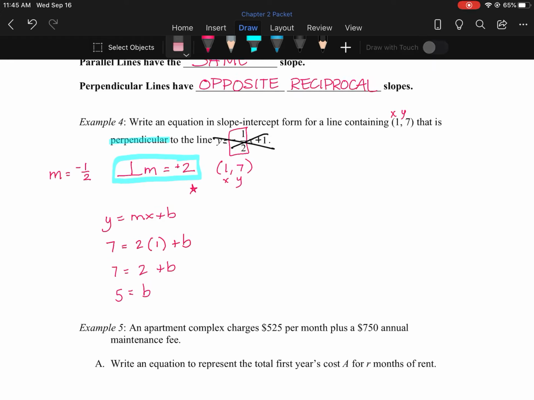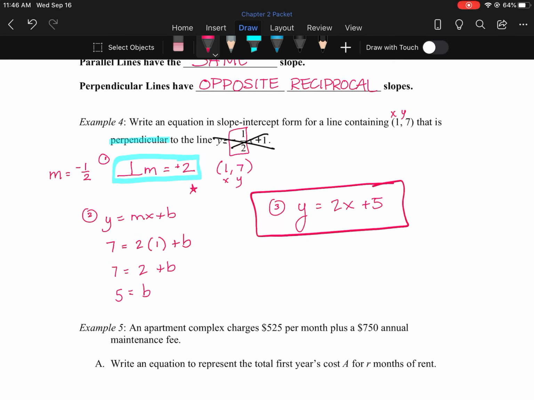Actually, I should probably renumber these. Our first thing was to get our normal slope. Second, to write that. Third is to write your final answer. So y equals 2x plus 5. Okay. You could graph these on your calculator app just to see, do they look perpendicular or not?